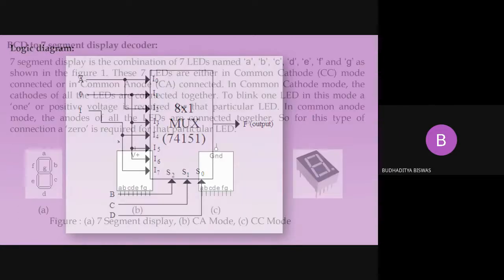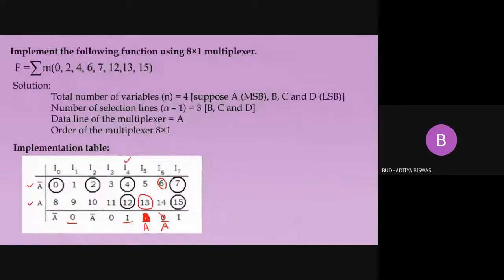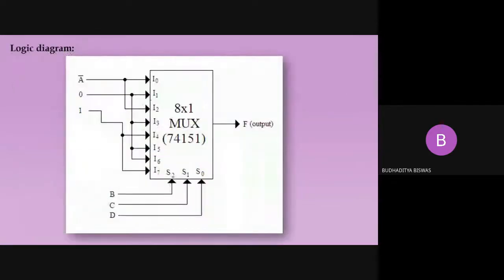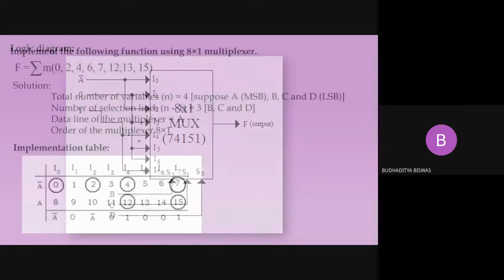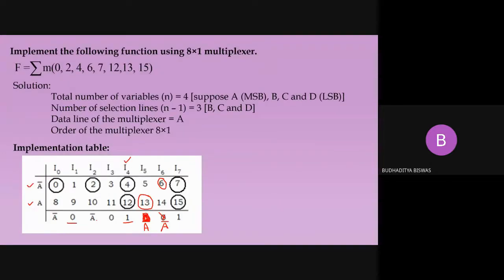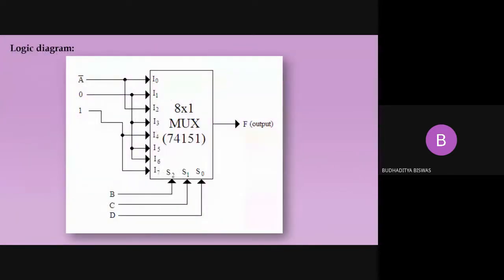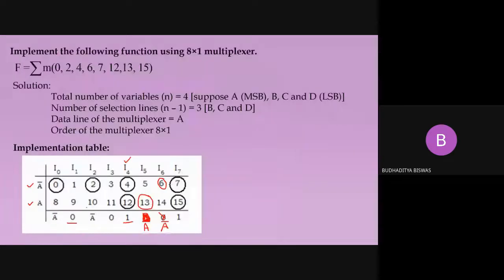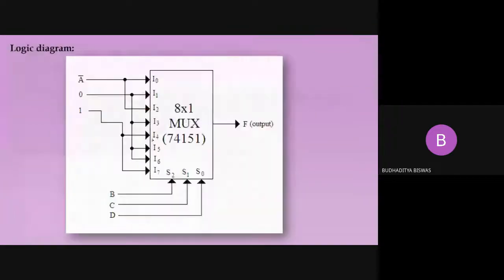Similarly, I1 is connected to 0. So I1 is connected to 0. Then I2 is connected to what? I2 is connected to A bar also. So you just short circuit this line. So I2 is also connected to A bar. Then I3 is connected to 0. So I3 is connected to 0. It is also short circuited from the 0 line.